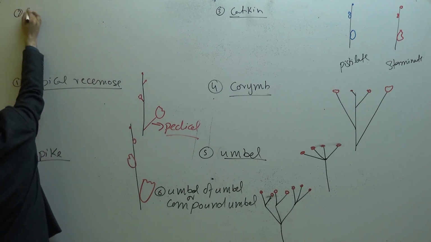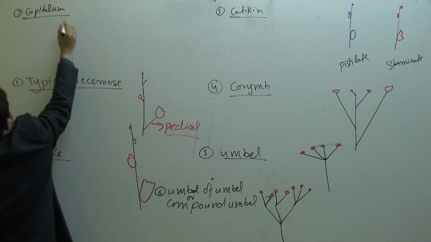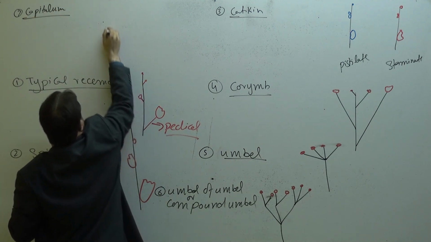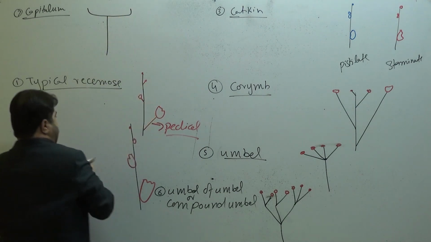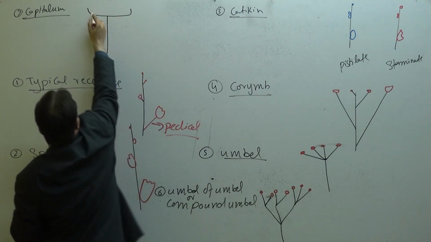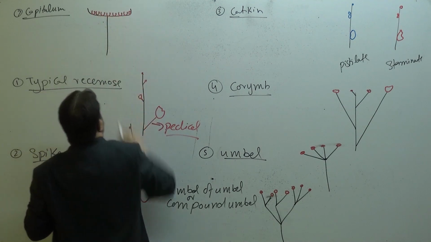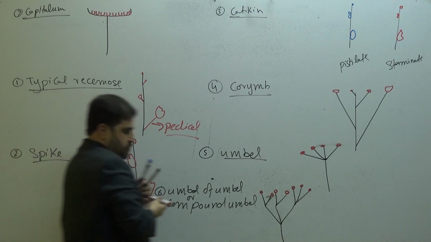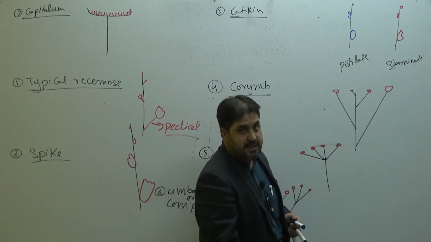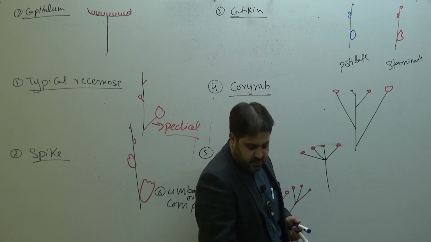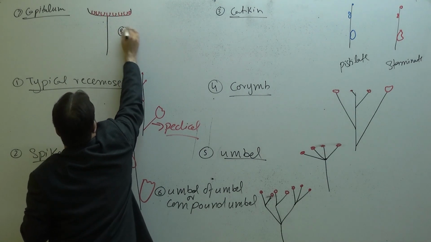Next one is capitulum. According to the capitulum, the flowers are in a group, but they are considered to be sessile. It means they don't have any pedicels and they grow in the same group. So these are the various types of inflorescence in the case of racemose. The last one is called the panicle.